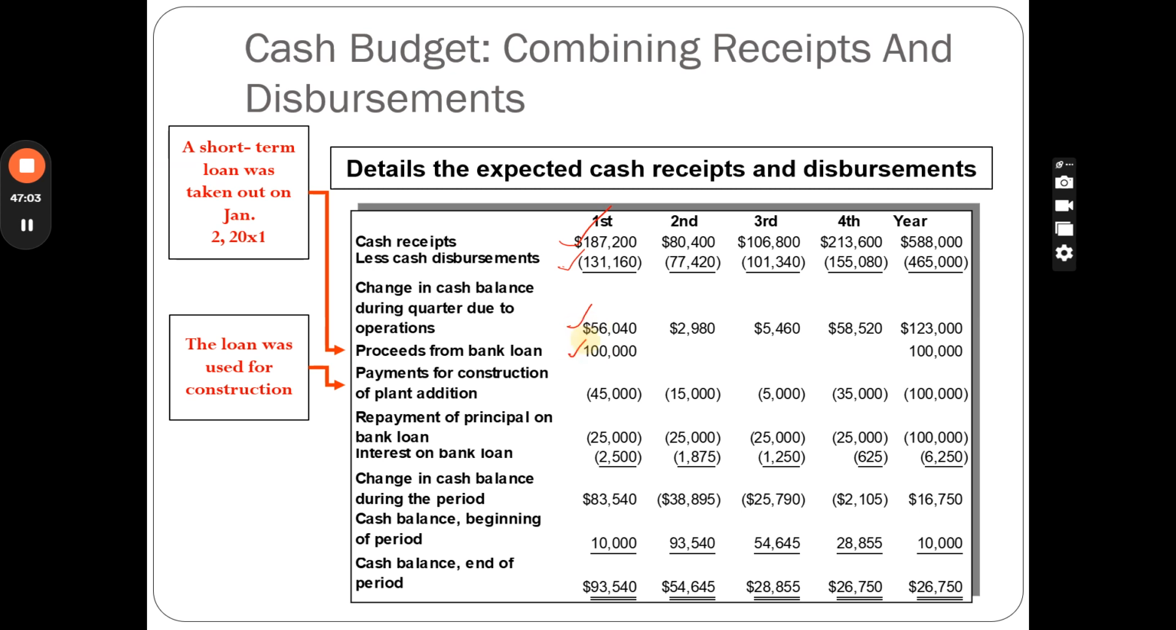Then you took a loan from the bank and you paid for a construction. You repaid a loan. You paid for interest, and this is going to be the net balance, or the change in cash balance for the period, and you were having 10,000 in the beginning, so total cash you will have at the end of the period is going to be 93,540, and this is going to repeat for all the periods, and by the end of the period I will have a cash of 26,750 as per my cash budget.